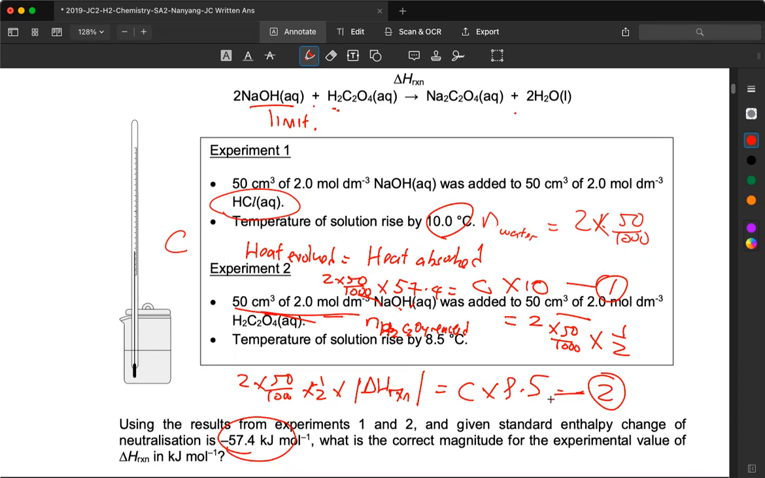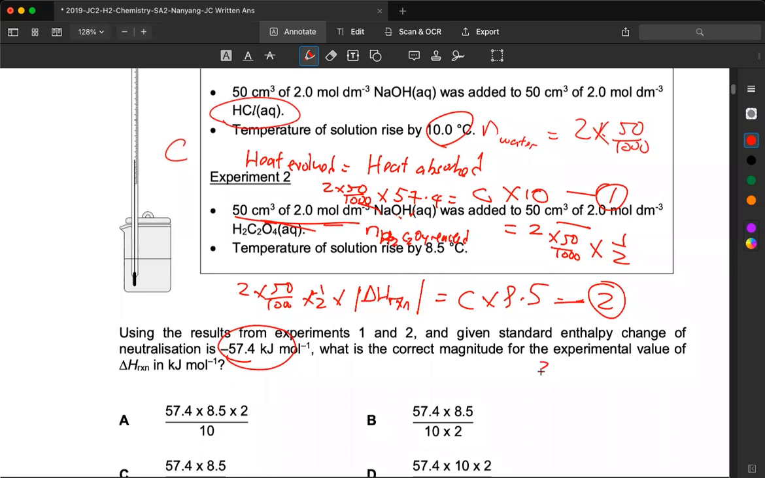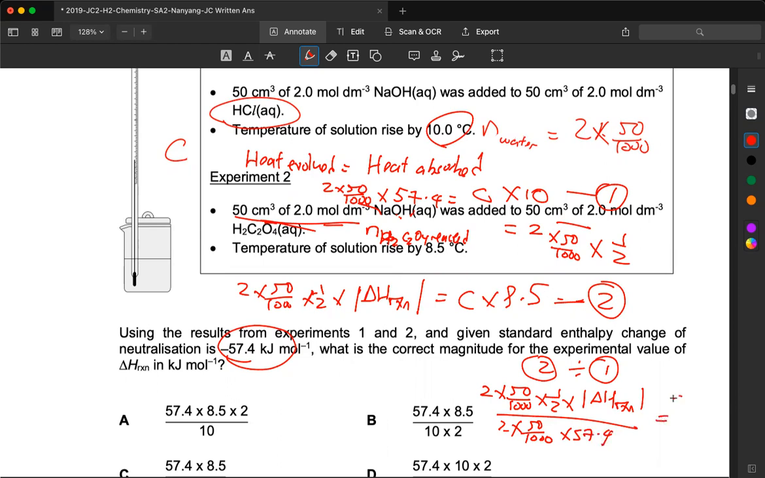After which, you take equation 2 and divide by equation 1. Solve it mathematically. Equation 2 is 2 times 50/1000 times 57.4 equal to C times 8.5, and equation 1 is C times 10. So we can cancel off the heat capacity. The difference in temperature, no need to convert to Kelvin. Now cancel.